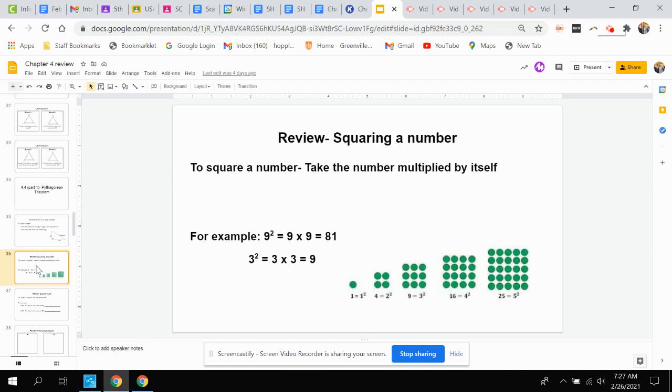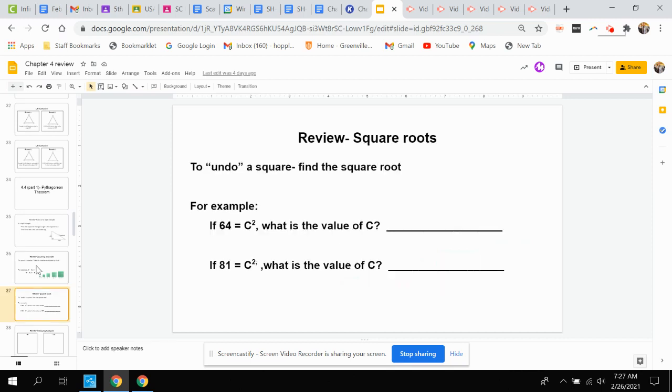Also remember to square a number, you're taking that number times itself, not times 2, which a lot of students do. So for example, if you see 9 squared, that's 9 times 9, which equals 81. If you see 3 squared, that's 3 times 3, which gives you 9.